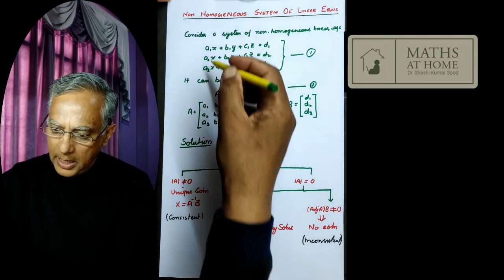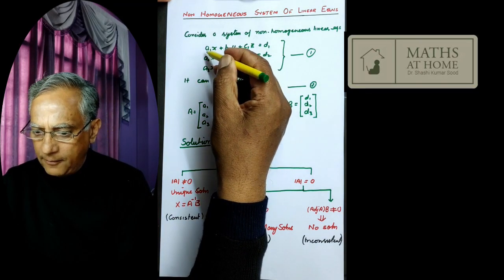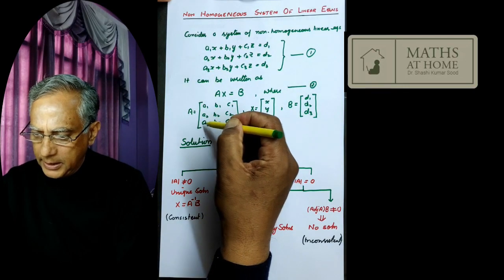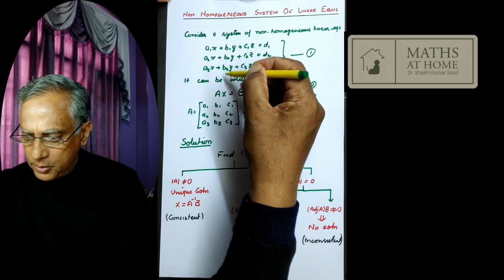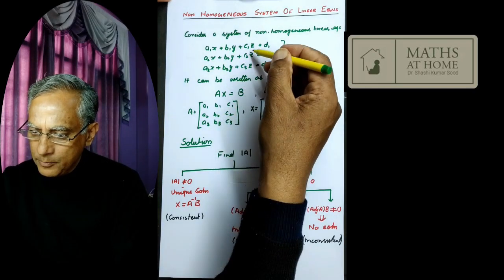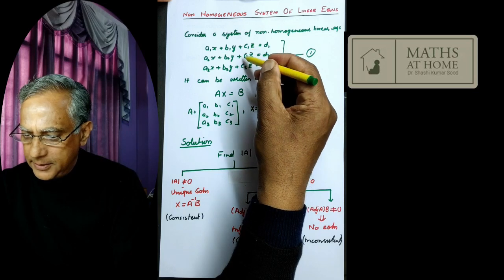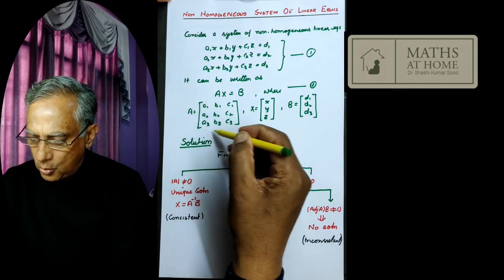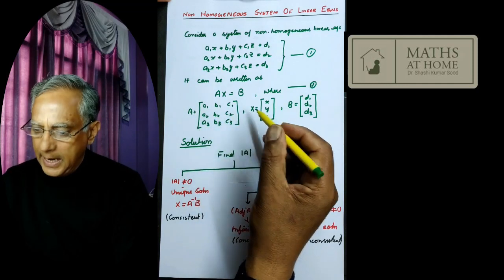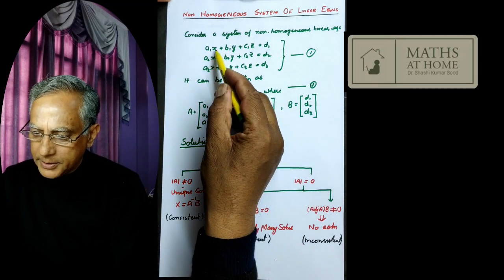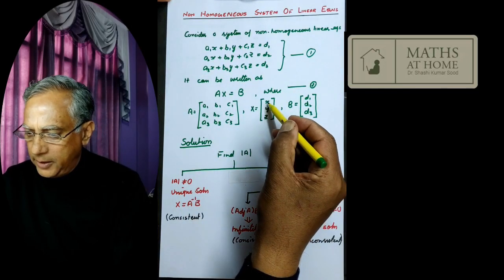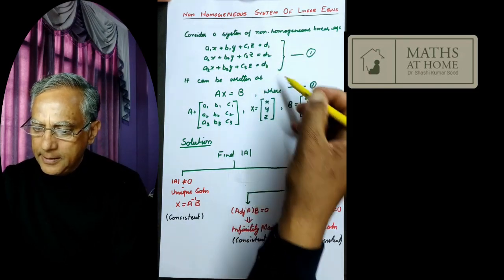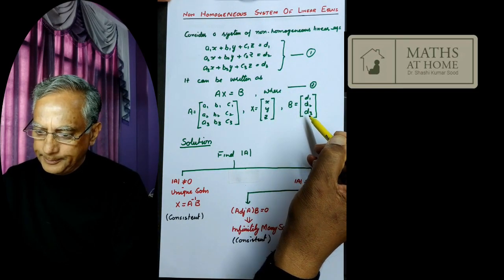That is, write the coefficients of x in the first column. Coefficients of x are a1, a2, a3. Coefficients of y are b1, b2, b3. And coefficients of z are c1, c2, c3. So this is the coefficient matrix. And X is the variable matrix: x, y, z. These are three variables. And this is the constant matrix: d1, d2, d3.